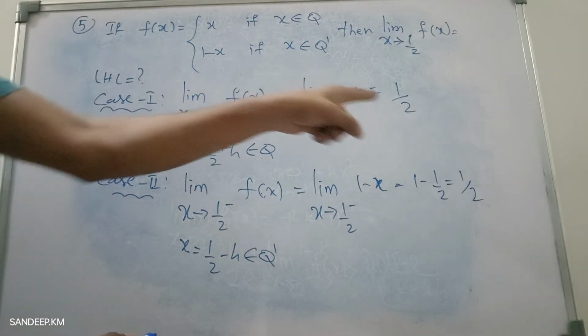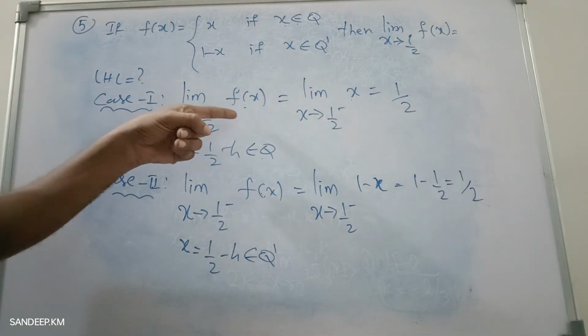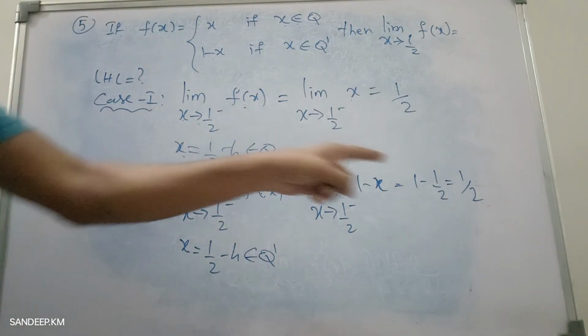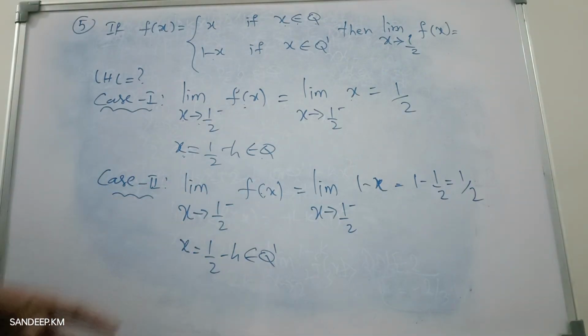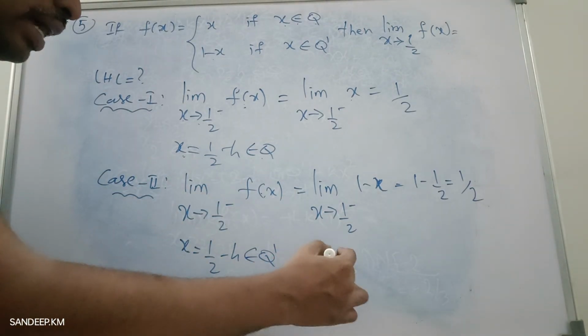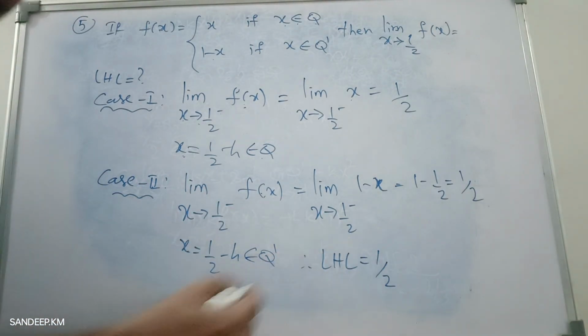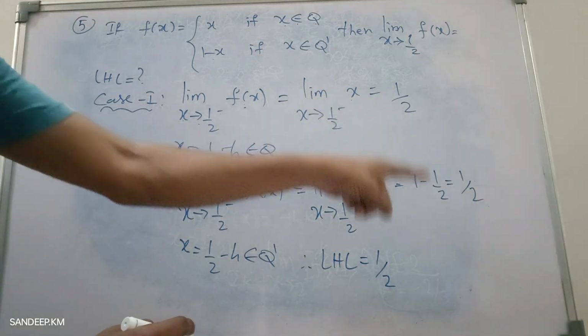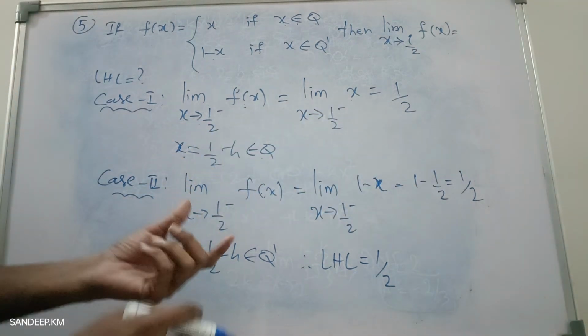The left hand limit in case 1 is 1 by 2. The left hand limit in case 2 is also 1 by 2. Therefore, directly we can say that LHL is equal to 1 by 2. See, in the previous example, we got different answers, so we wrote left hand limit does not exist.